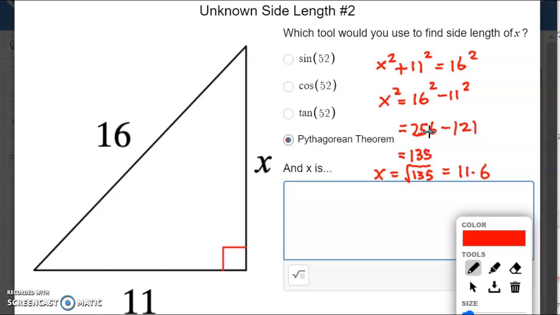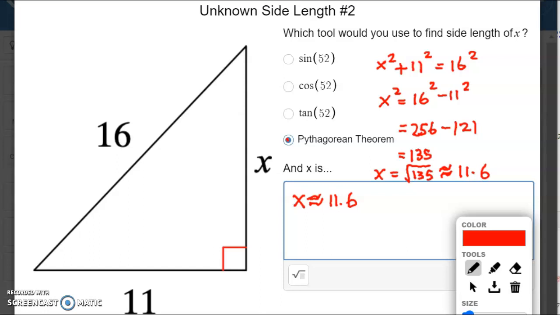When I use the calculator, it gives me approximately 11.6. So I know that x is going to be approximately 11.6. And make sure that when you put the value in, it makes sense. If you're getting a really big number or a really small number, and you know the values in the triangle, you know that you've done something wrong.